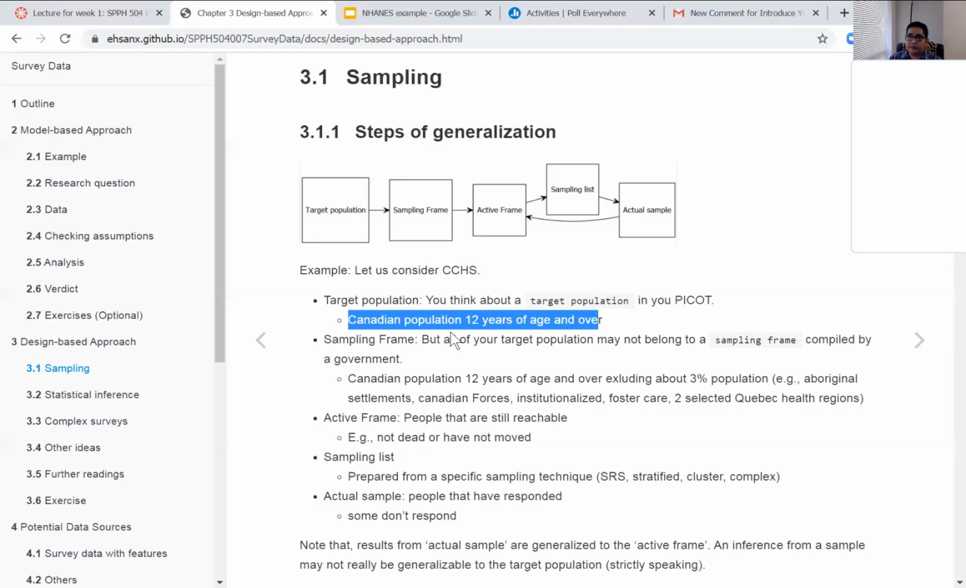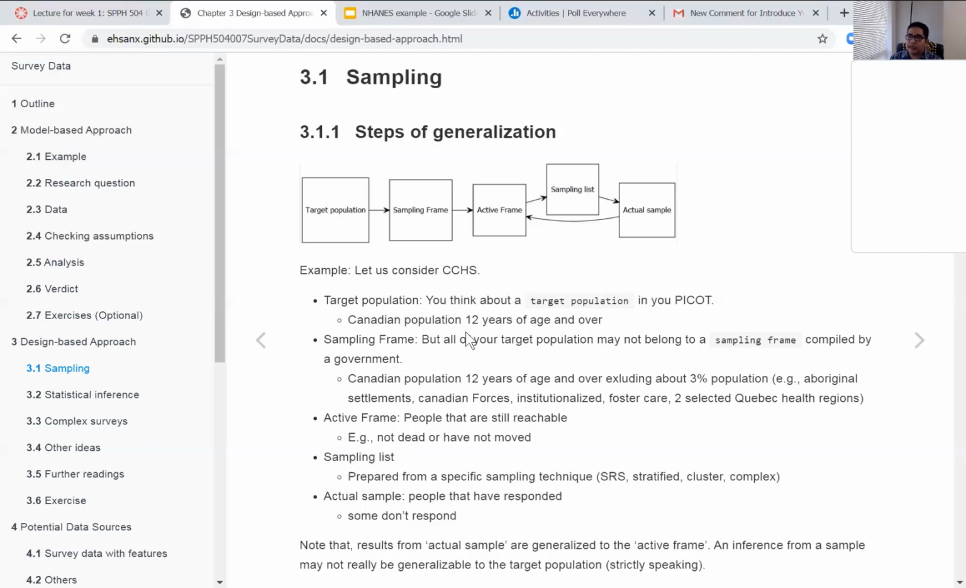But there are some issues. Say, for example, there is some segment of the population which is either not accessible, or for Statistics Canada to gain access to that data, they need to go through additional processes. So, for example, for the people who are in the Canadian forces, for the people who are institutionalized in foster care and things like that, there might be some restriction for the Canadian government to collect or release those types of documents. So usually there is a difference between the target population and the sampling frame based on who is accessible or not.